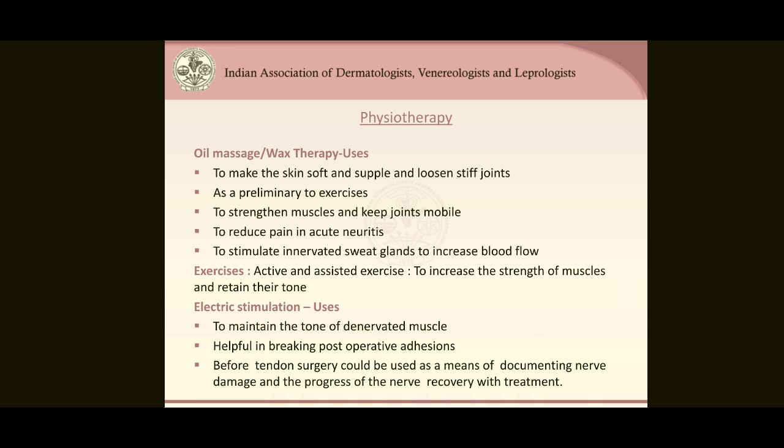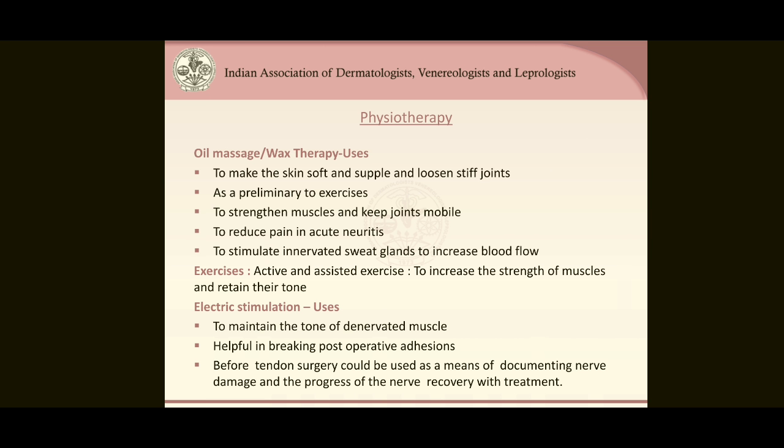Physiotherapy. So, first is the oil massage or wax therapy. The uses are to make the skin soft and supple, to loosen the stiff joints, as a preliminary to exercises, to strengthen the muscles, keep the joints mobile, and also to reduce the pain in acute neuritis. It also stimulates innervated sweat glands to increase blood flow.